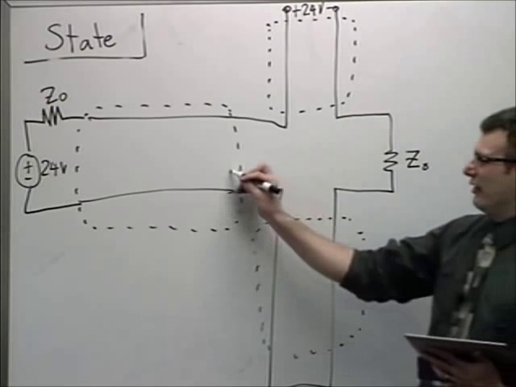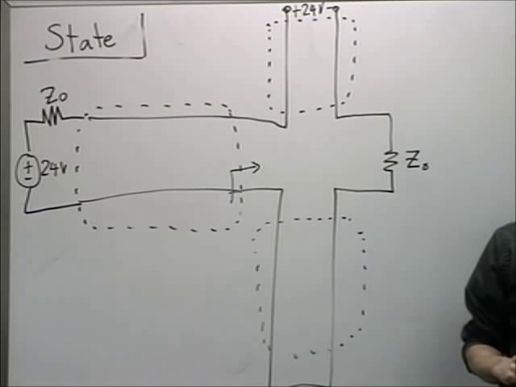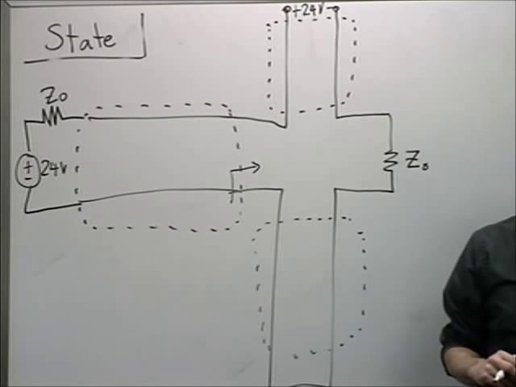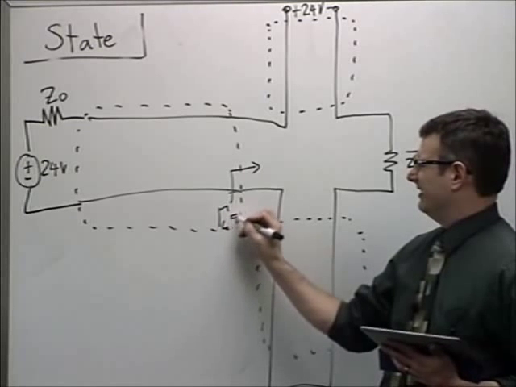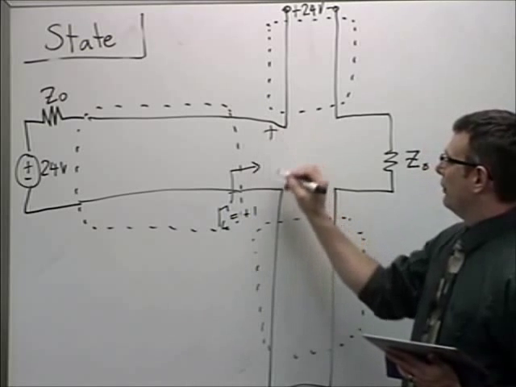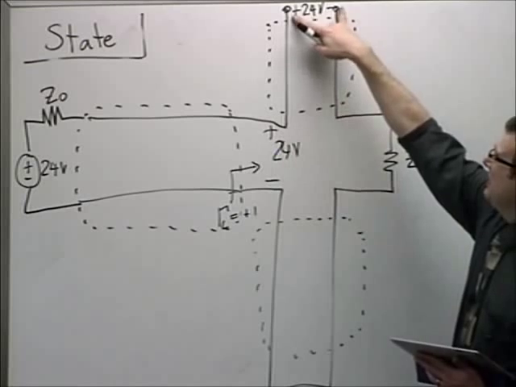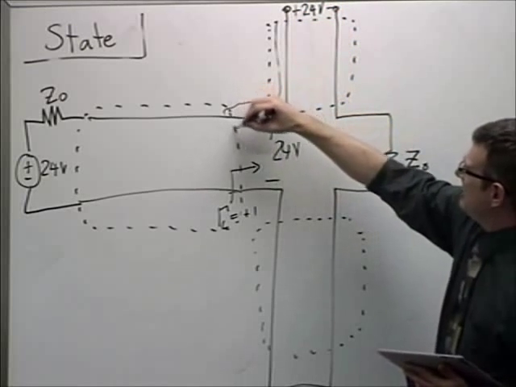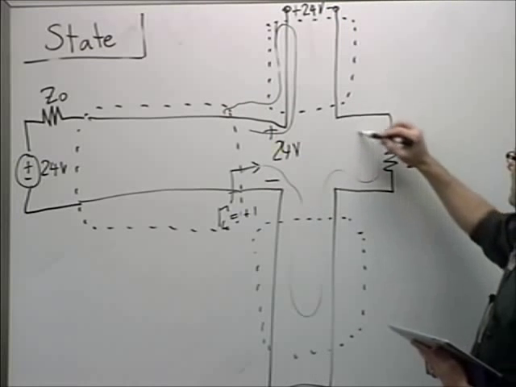What's the reflection coefficient here as seen by this transmission line? All right, in the steady state, we're back to open circuit. Plus 1 reflection coefficient. And a total voltage of 24 volts. All of it's here. This is all the same node, and this is all the same potential.